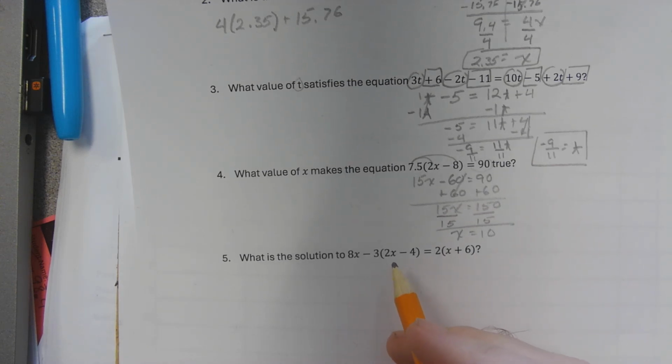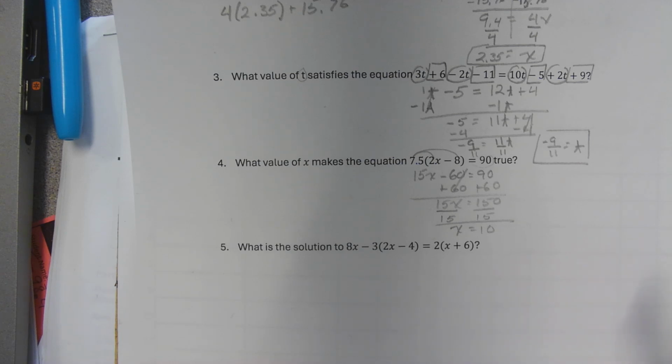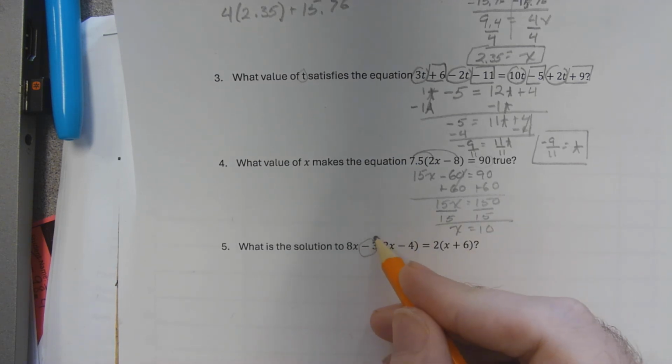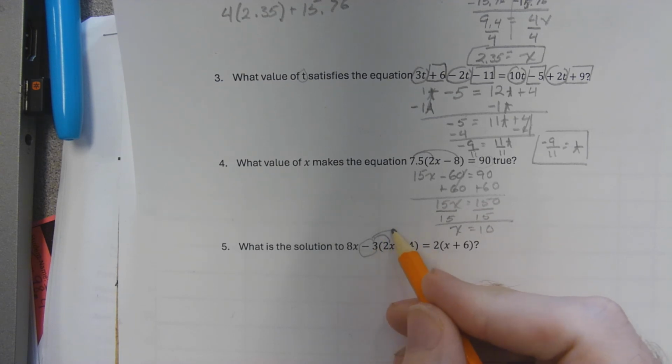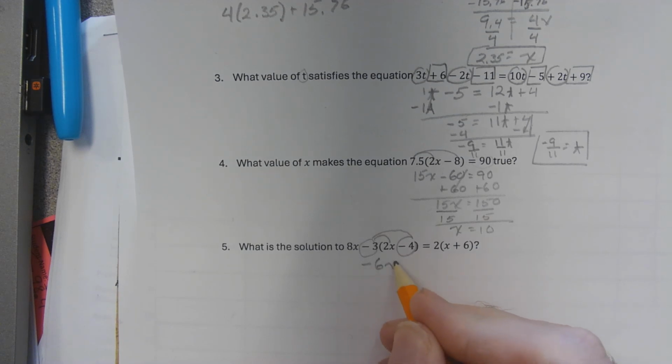For number 5, distributive property to start with. Always check for the distributive property first. So we take negative 3 times 2x, negative 3 times negative 4. Well, negative 3 times 2x is negative 6x. Negative 3 times negative 4 is positive 12. Bring down the 8x.